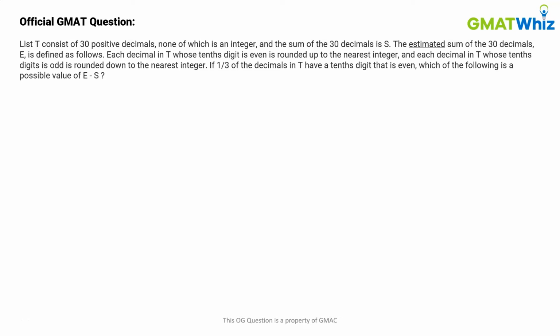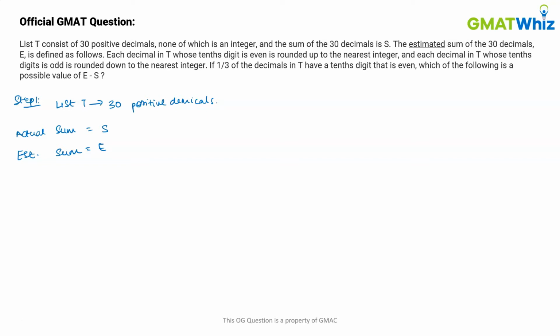In this question we are given that the list T consists of 30 positive decimals. So let's write down the information as we read the question. List T has 30 positive decimals and none of them are integers. The sum of these 30 decimals is equal to S. We also have an estimated sum. Initially the value of S that was given to us is actually the actual sum of these decimals, and the estimated sum is equal to E, and it is calculated as follows.